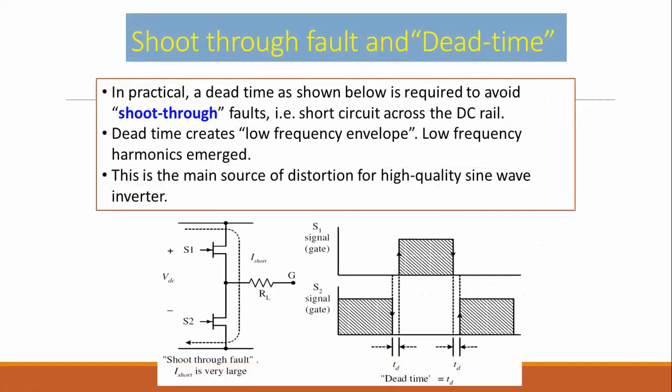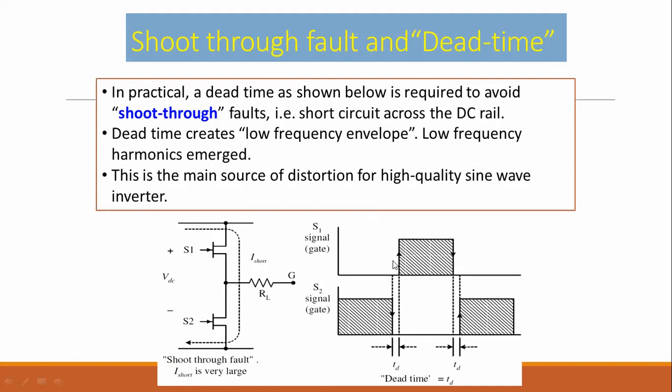So what is the fault and dead time? Practically, the dead time as shown below is required to avoid the shoot-through fault, a short circuit across the DC rail. Dead time creates a low frequency envelope, and low frequency harmonics emerge. This is the main source of distortion for a high quality sine wave inverter. So what actually happens is a shoot-through fault, where a large short circuit current flows through the switches. So there arises a dead time.